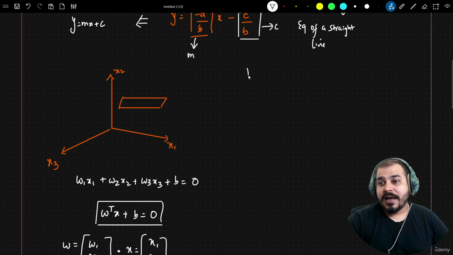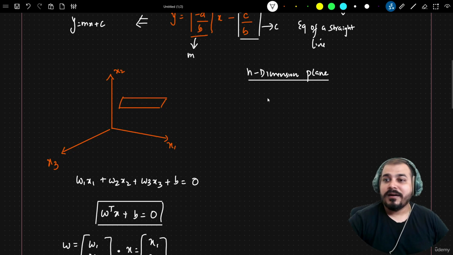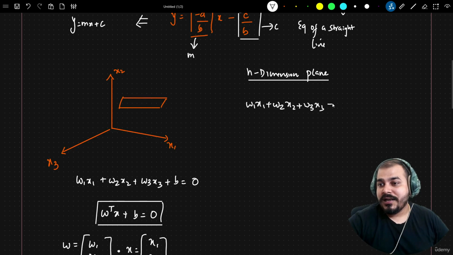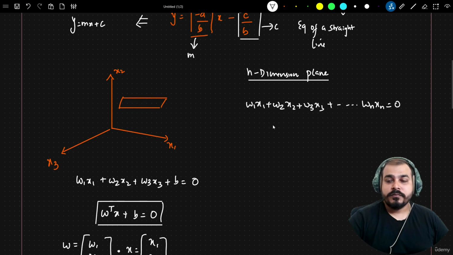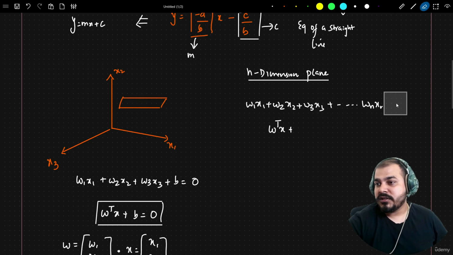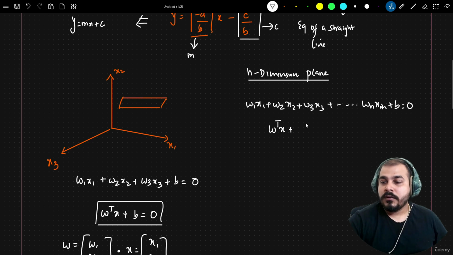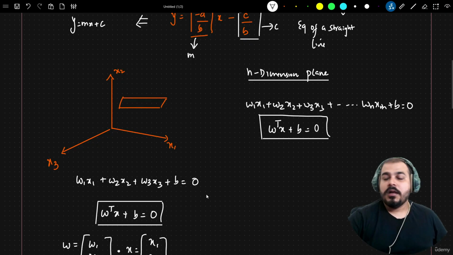What about an n-dimensional plane? In this particular case, I can again give a better representation which looks like this: w1x1 plus w2x2 plus w3x3, like this up to wnxn, plus b is equal to 0. Sorry, I missed out b. So this again becomes the same equation.